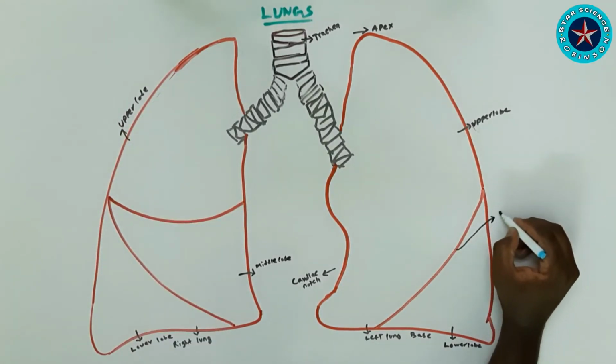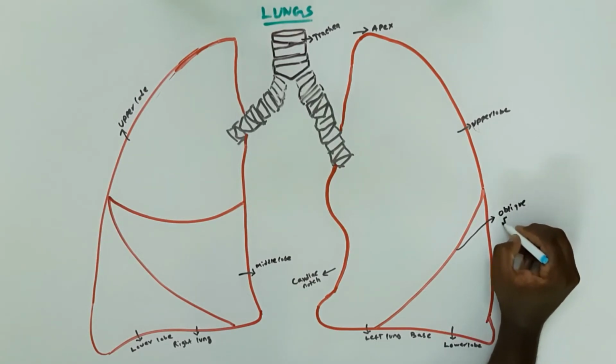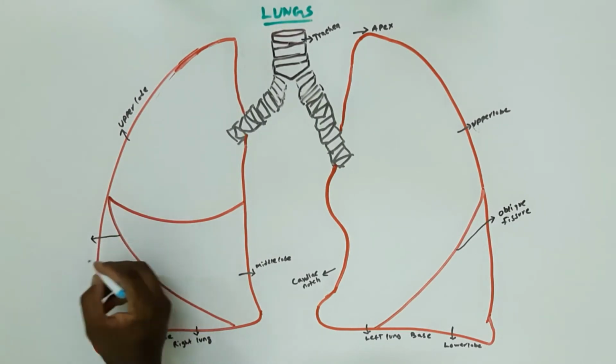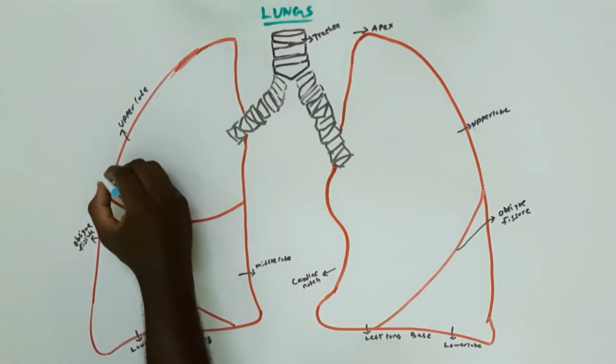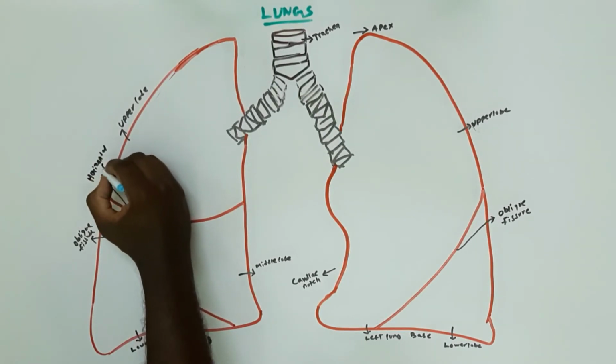In left lung we have two lobes, so the division of these two lobes, the fissure, is called an oblique fissure. Right now I'm showing you. And in our right lung we have three lobes, so the division of the lower lobe is called an oblique fissure in right lung. And we have a middle and upper lobe division, that is called a horizontal fissure.